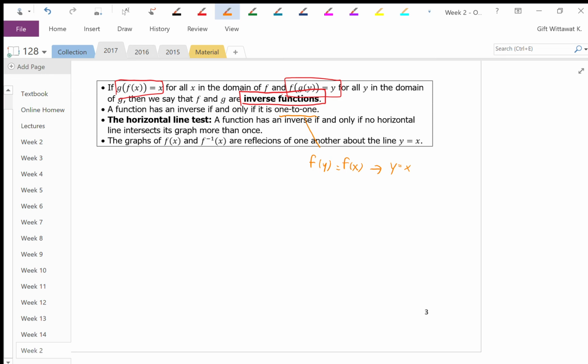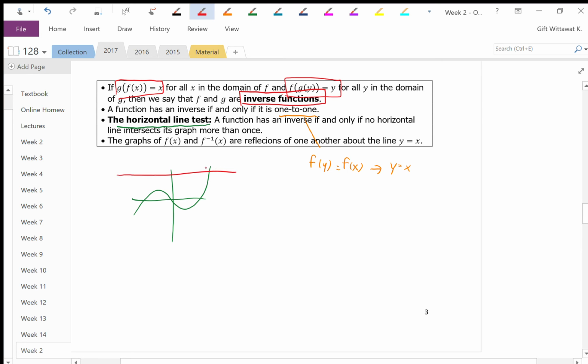So if you have the graph of the function, then seeing if it's a one-to-one function is pretty easy. You can use what is called the horizontal line test. A function has an inverse if and only if, when you draw any horizontal line, it intersects the graph at most once.